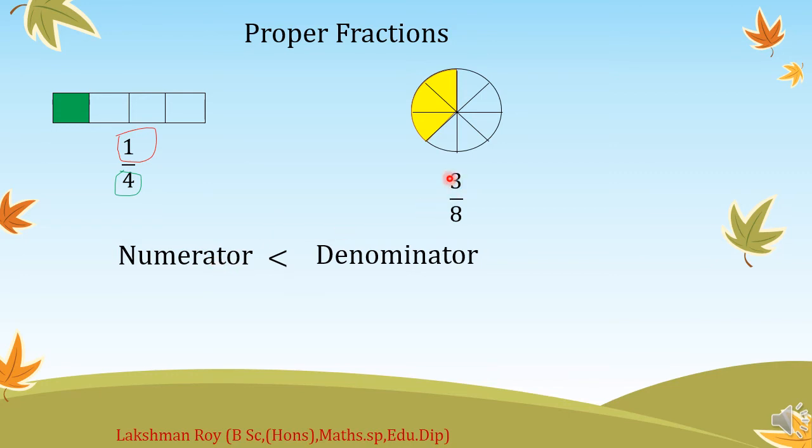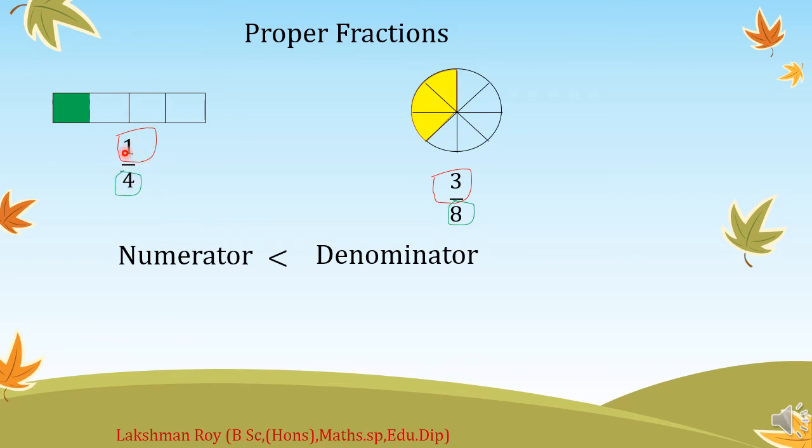So if you go to this fraction, see what is the numerator? That is 3. The numerator is 3. The denominator is 8, right? So the denominator is big, the numerator less. If a fraction is this type, that means numerator less, denominator big, that type of fraction is called a proper fraction. Proper fraction. So remember we learned this type of fractions earlier.